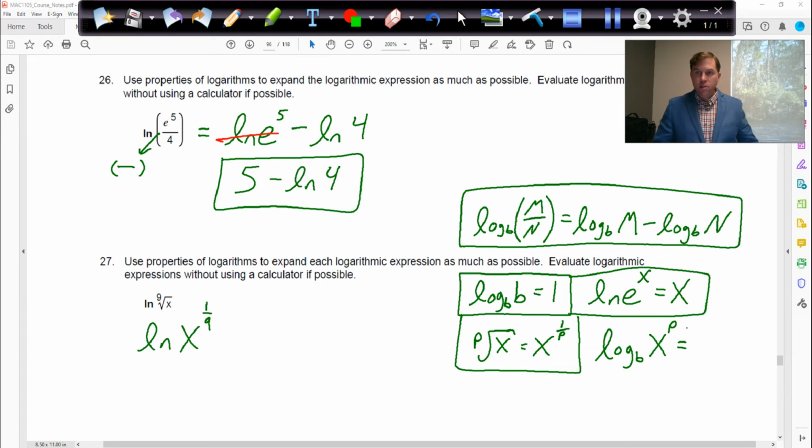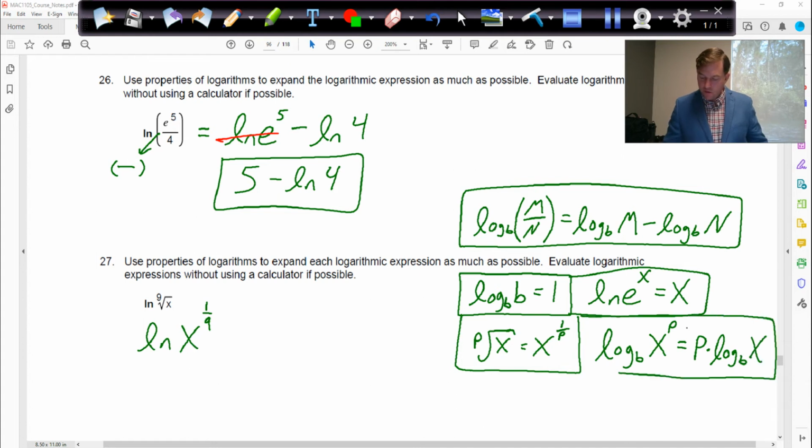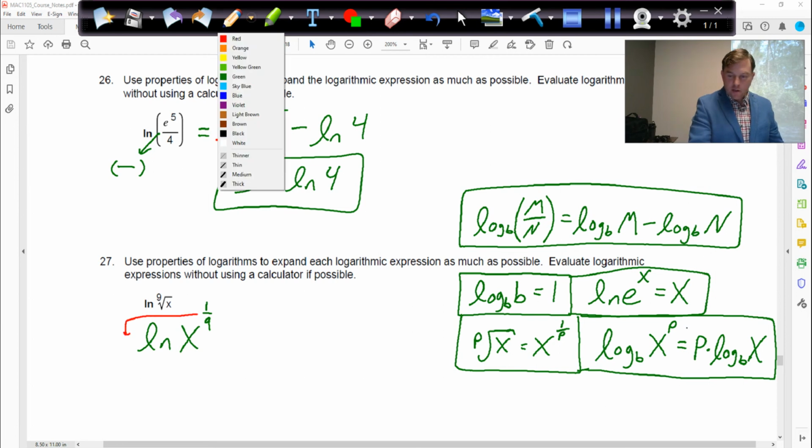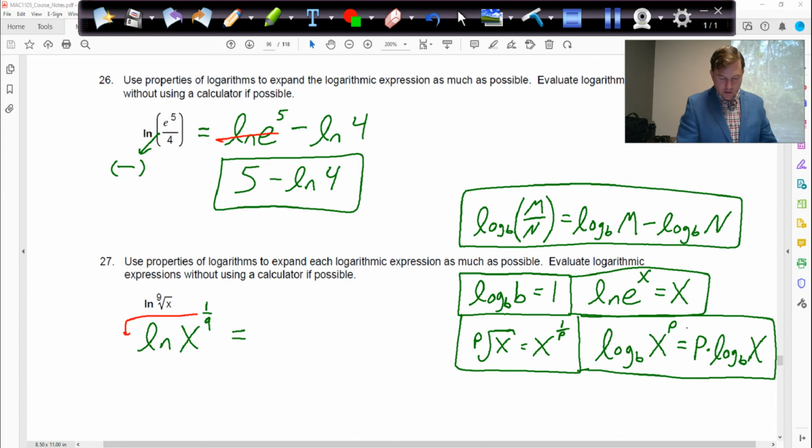So this is where I had mentioned logarithms kind of decrease the complexity. Powers become multiplication. Division becomes subtraction. Subtraction is easier to do than division. And then we'll see what multiplication becomes in a minute. So this p is going to be multiplied by log base b of x. You pick up that formula. So we are going to bring this power down, and we will write this as 1/9 times the natural log of x. And that will be the answer for this one.